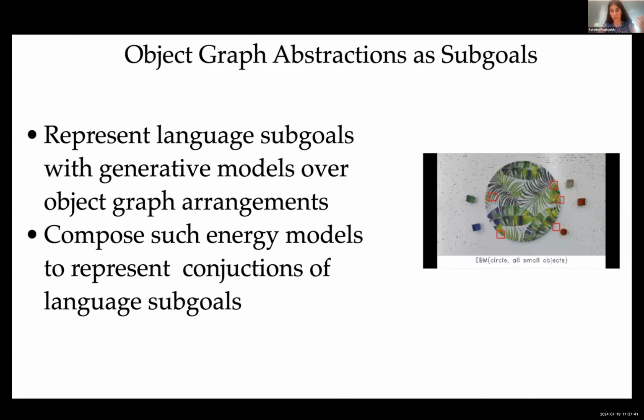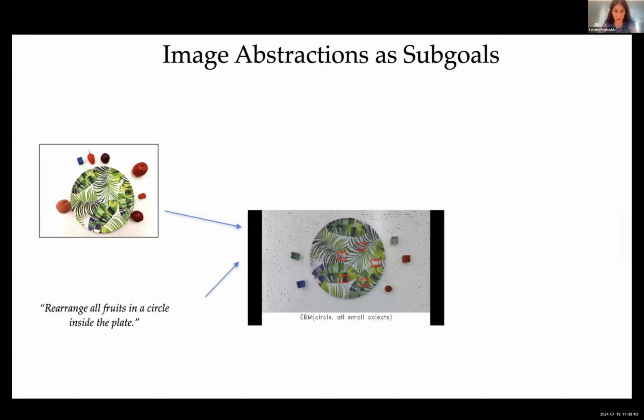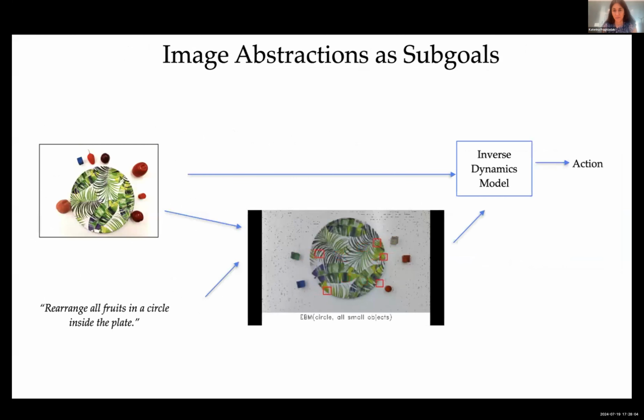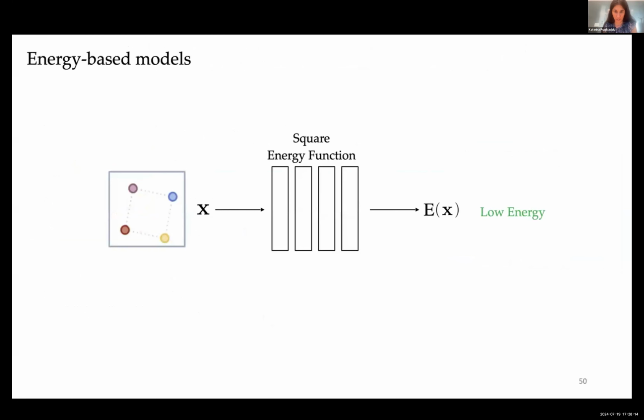And these generative models, much like Georgia described earlier, can be composed. And Yilun very often talks about the composability of those energy-based models. This composability now will allow us to come up with object graph compositions simply by composing the corresponding energy-based models. And once we generate the final object graph, we're going to use an inverse model to pick and place the objects to the right final locations.